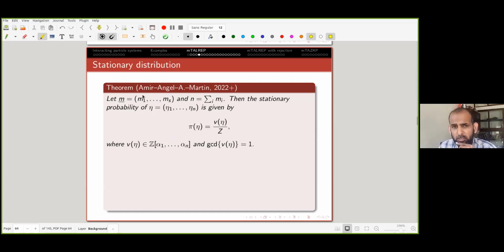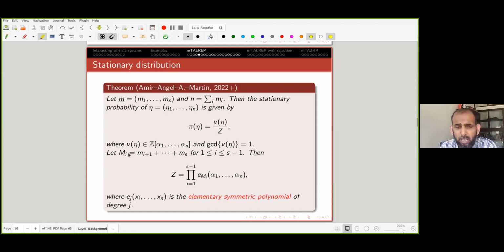So you have these species, this tuple labels how many particles of each kind there are. Then the stationary distribution is given by some polynomial in alpha 1 to alpha n with integer coefficients, such that the GCD of all these is 1. And if you let capital Mi be small mi plus 1 up to ns, then the partition function is the product of the elementary symmetric functions indexed by Mi in the variables alpha 1 to alpha n.